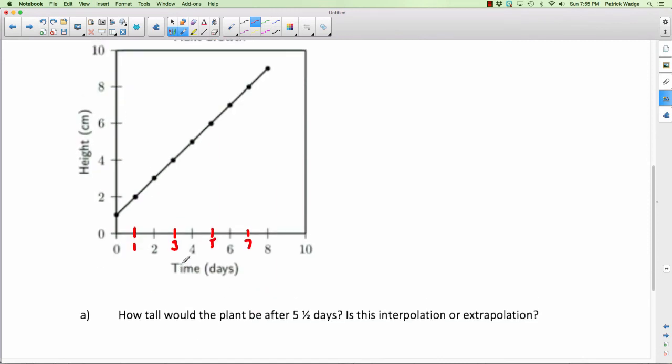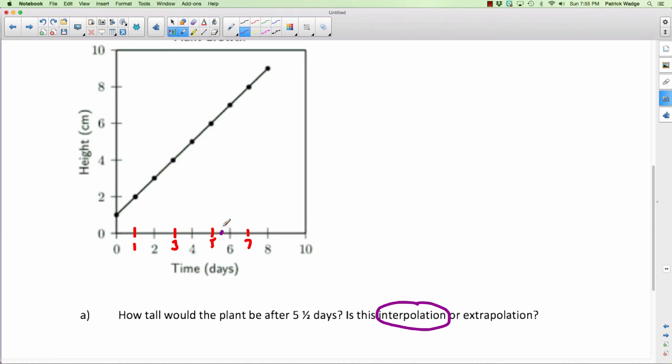How tall would the plant be after 5.5 days? First question I have for you: is that interpolation or extrapolation? Well, 5.5 days is right here. That's within the points we know. We know from 0 to 8. So anything within 0 and 8 is interpolation. So interpolation. Alright, we're going to estimate.